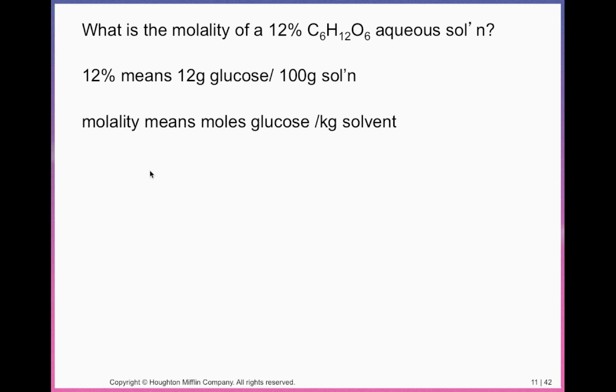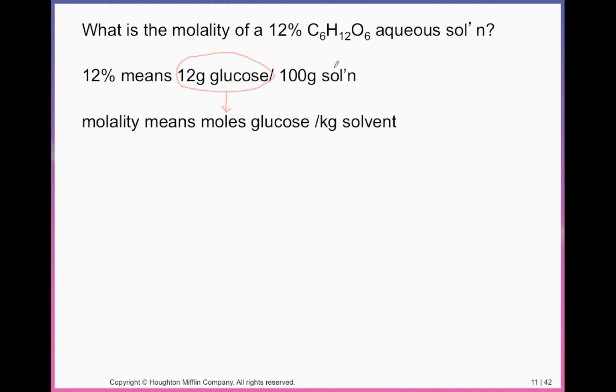So molality means moles of glucose per kilogram of solvent. That's what I'm trying to find. So I have to be able to take my grams of glucose, that would be 12 grams of glucose, and I'm going to convert that to moles. It won't be too hard, just get the molar mass of glucose. I have the formula up here, so that'll be easy.